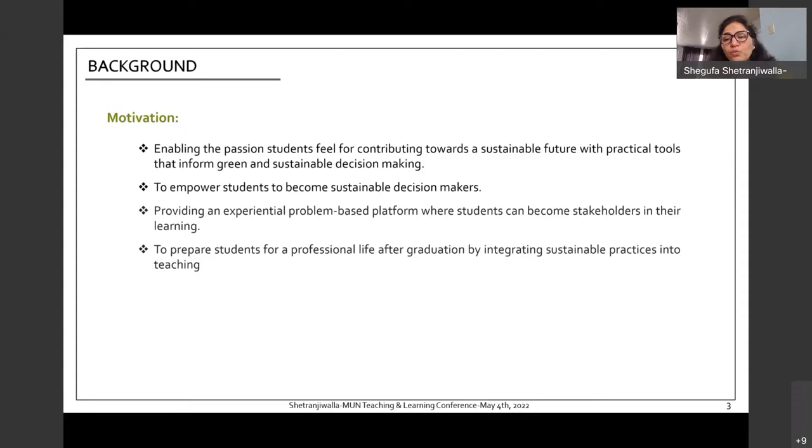So my motivation was to bridge that gap and provide two things. One, the practical tools that are used in this sustainable decision-making analysis for the environment, and two, an experiential learning platform where they could actually use that learning, apply it, and test out how this would be helpful for them in their future as environmental scientists in academia or in industry. So the preparation for professional life was also an important motivation for me.